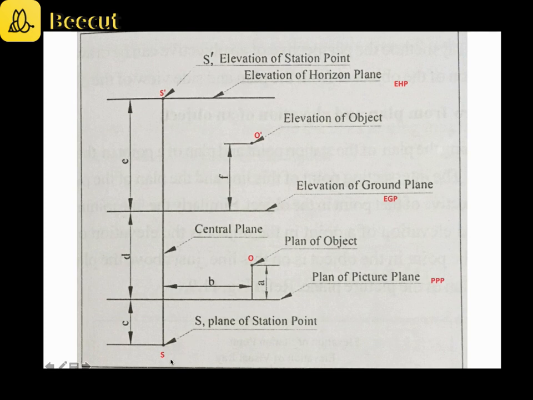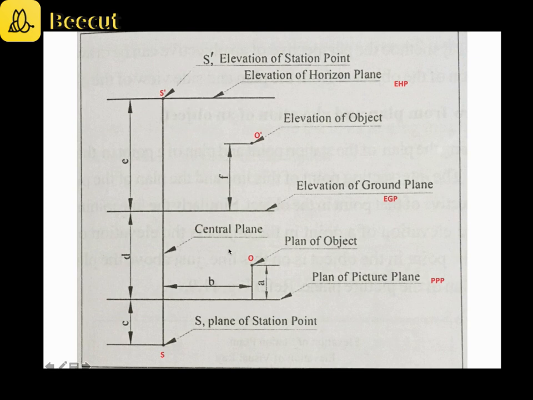After marking S dash and S on the central plane line, the next step is to join all the points in the front view to the S dash point. For example, O dash is the point given in the front view. So you draw the line from S dash to meet the point O dash. While drawing this line, ensure that these are invisible lines or construction lines, so draw them as lighter lines.